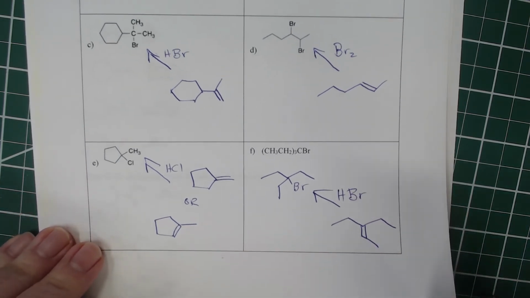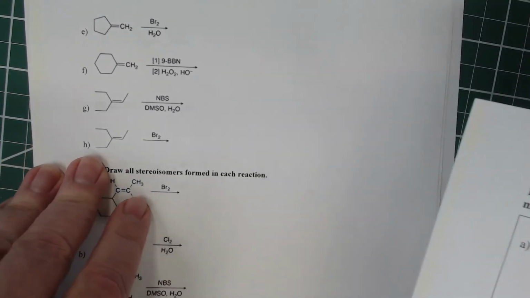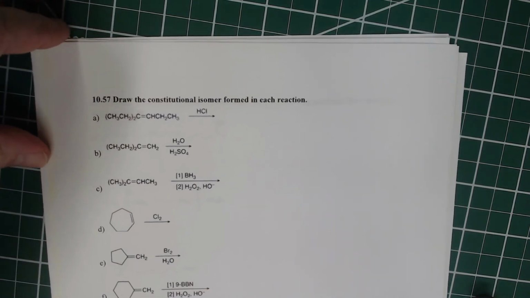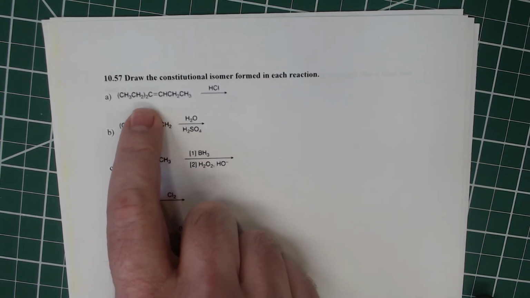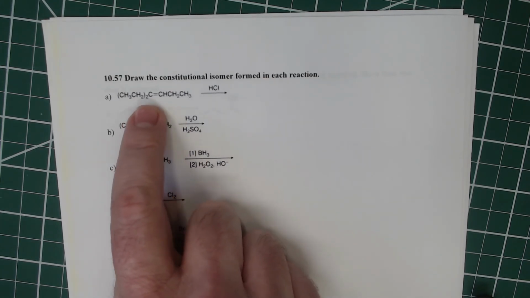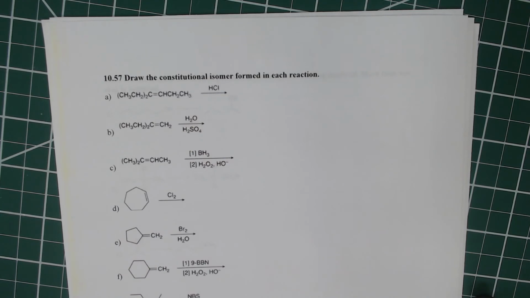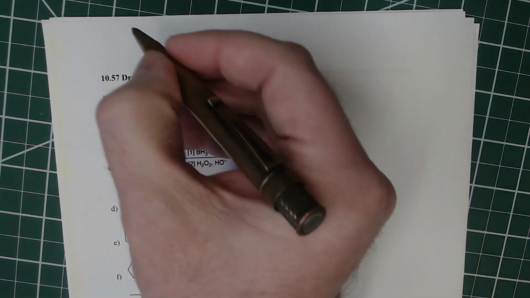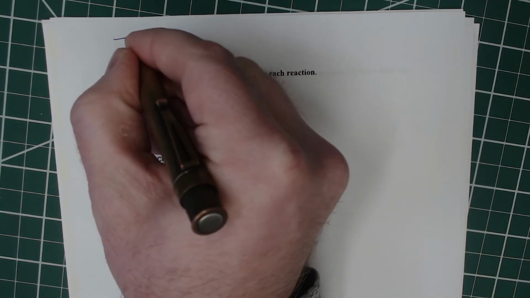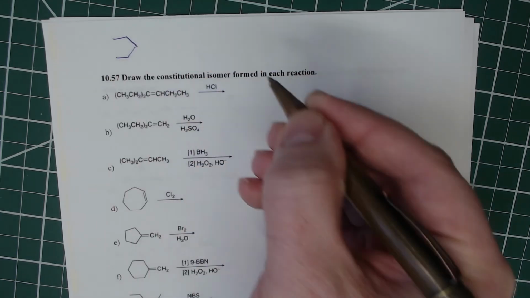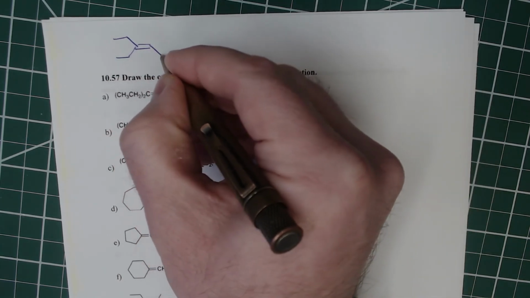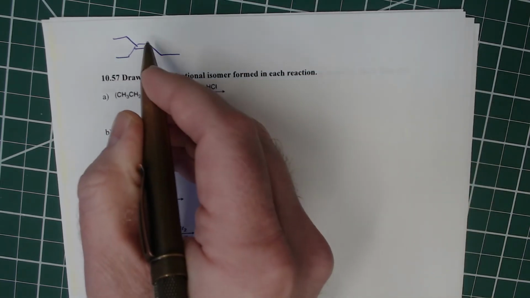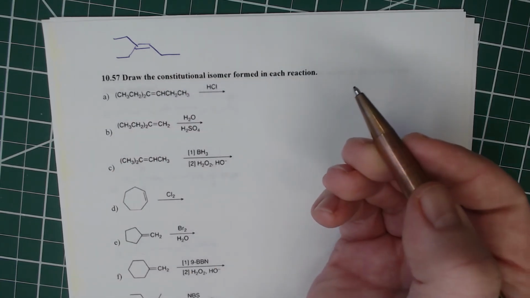All right, let's go to number 57, which is our next one here on the next page. All right, draw the constitutional isomer formed in each reaction. So here we've got this particular alkene, and I'm going to sketch that one out as a skeletal structure. So 1, 2. All right, and then there's the double bond. And then, so there's CH, CH2, CH3.